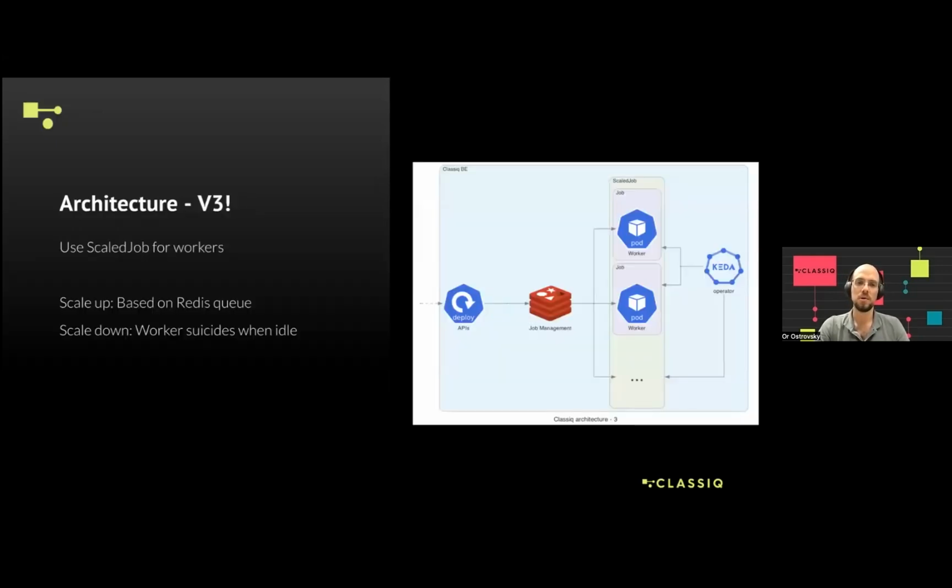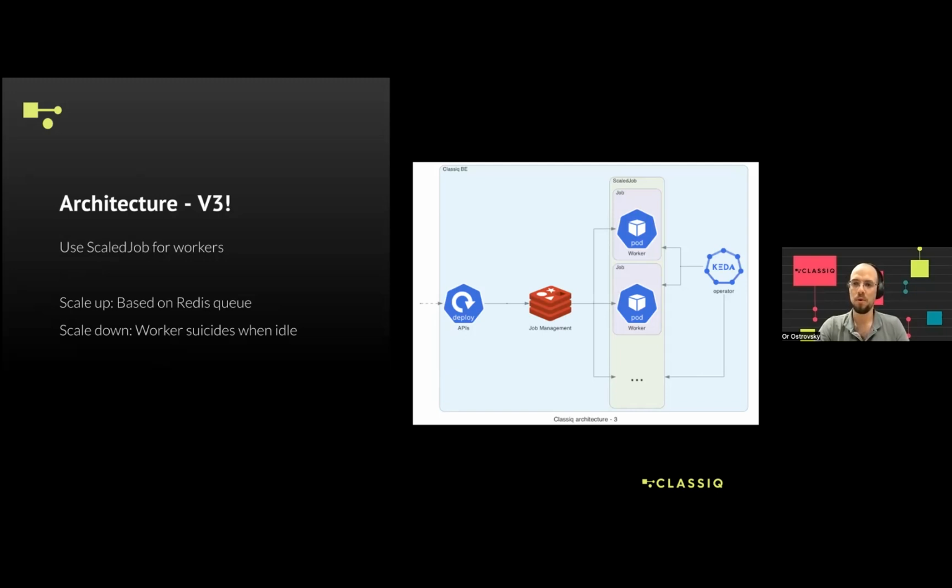In our case, we chose to point KEDA to our Redis deployment and point it to the specific key that houses the job queue, the task queue. And now KEDA can observe this key, which is a Redis sorted set. It can tell its size and then use this size to spin up more jobs. And each one of those jobs executes one of our worker pods.